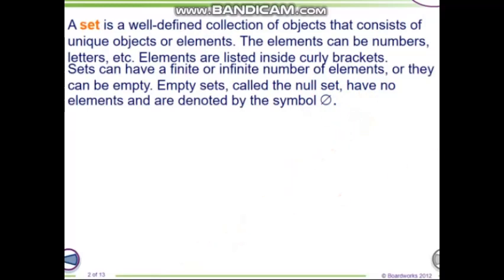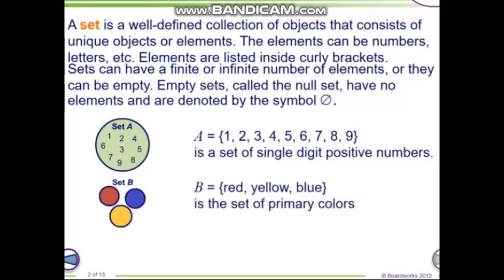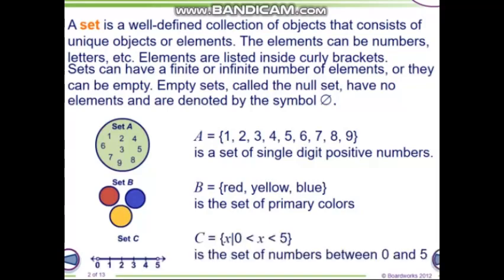Now, we have the examples here. For set A, it is a set of single-digit positive numbers. So we have A is equal to 1, 2, 3, 4, 5, 6, 7, 8, and 9. Another example is set B, which is the set of primary colors. So we'll have B is equal to the set of red, yellow, and blue. And the last one, we have C, a set of numbers between 0 and 5.